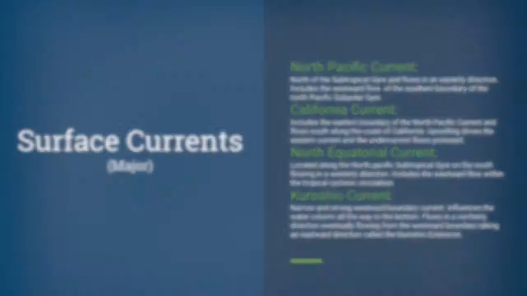The North Pacific Current is located just north of the subtropical gyre and flows in an easterly direction. Also known as the West Wind Drift or Subarctic Current, the North Pacific Current also includes the westward flow of the southern boundary of the North Pacific subpolar gyre. The North Equatorial Current borders the North Pacific subtropical gyre on the south and flows in a westerly direction.